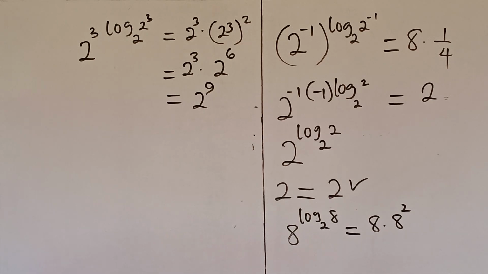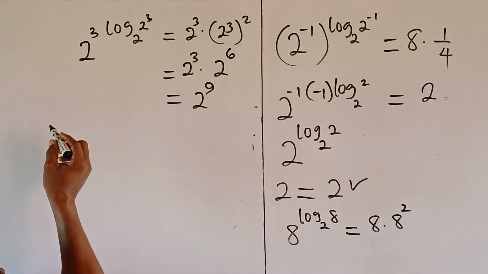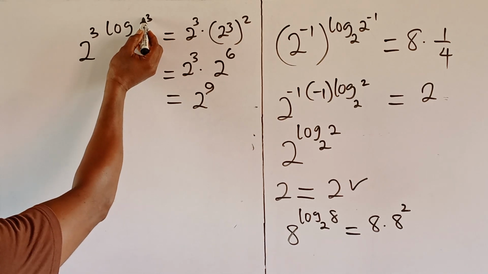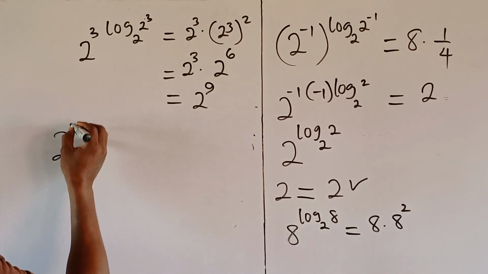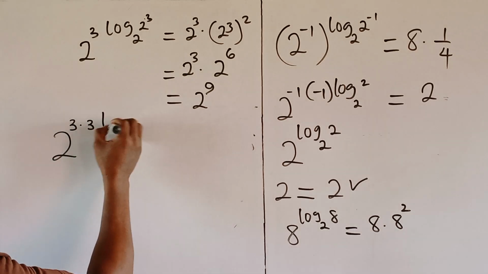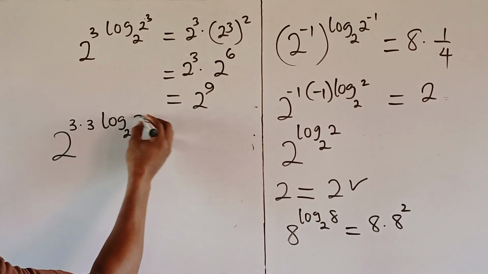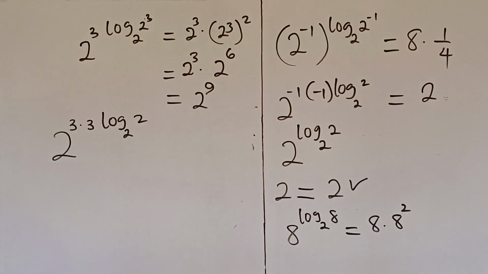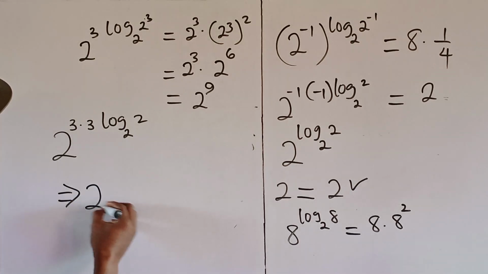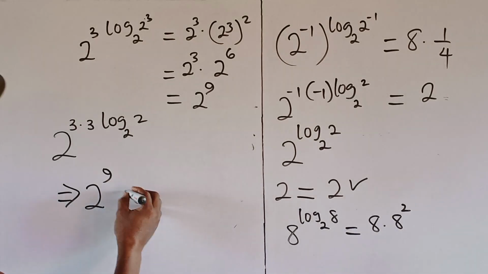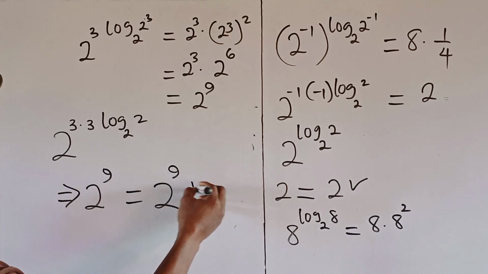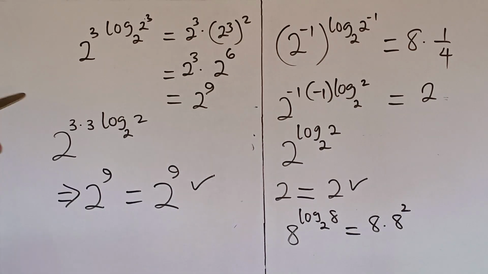So let's see if the left hand side will still give us that same value. Here, the power of this logarithm, we multiply by this 3. So I can write 2 to the power of 3 multiplied by log to base 2 of the argument 2. Now, log to base 2 of the argument 2 is 1. So on the left side, I'm going to have 2 to the power of 9, because 3 multiplied by 3 is 9. And that is the exact same answer we have on the right hand side. What a solution and what an interesting problem.